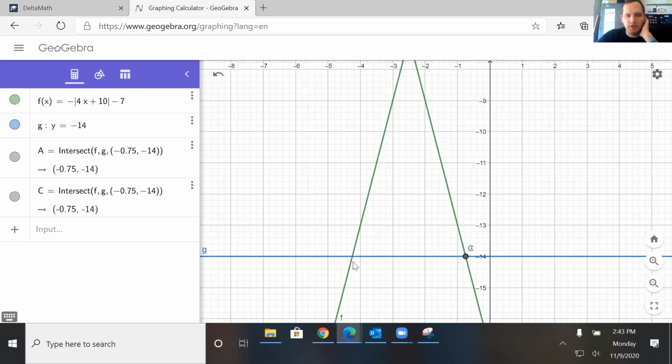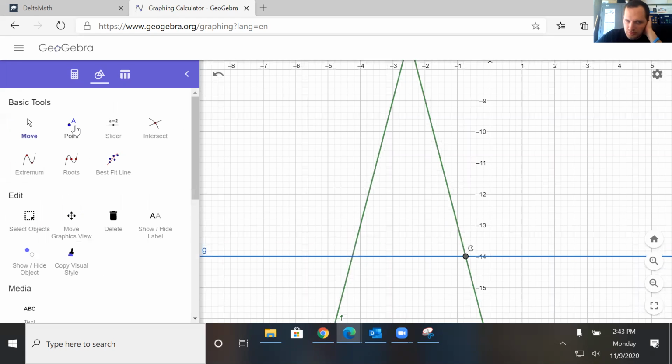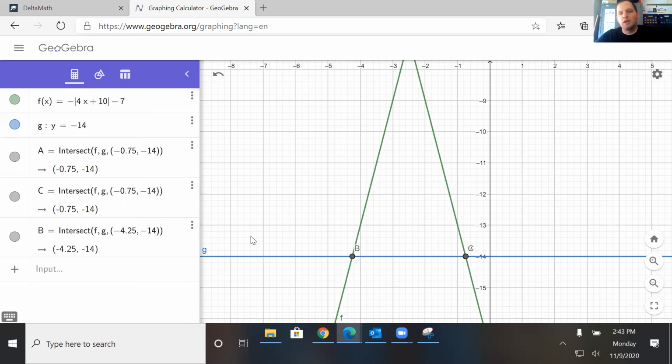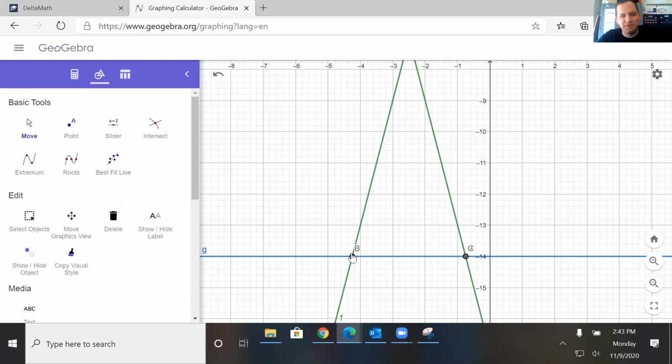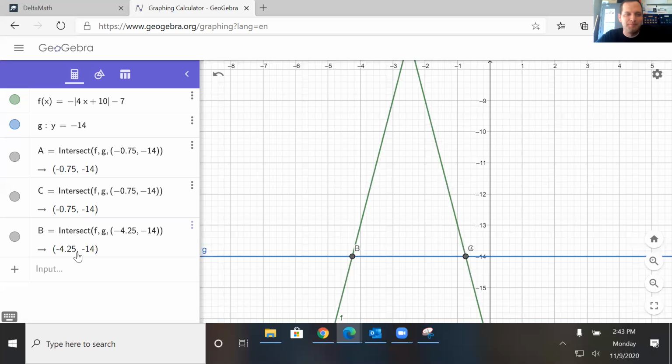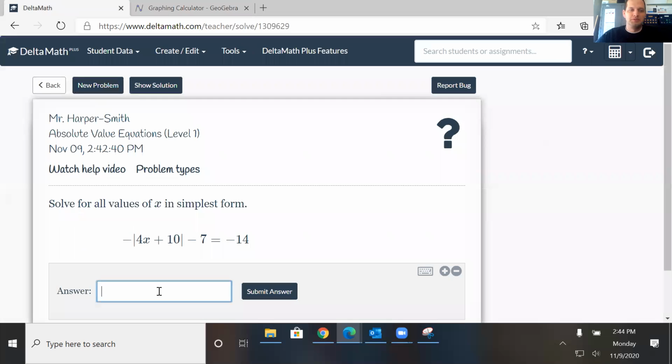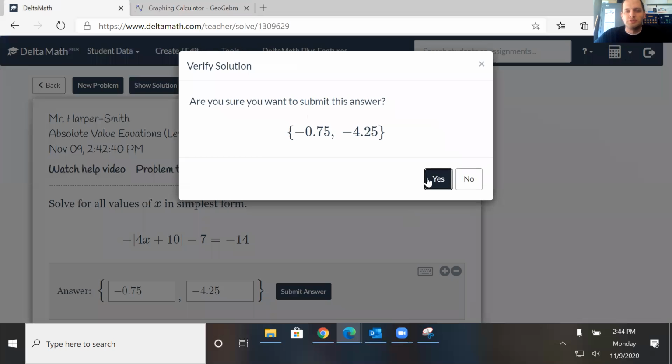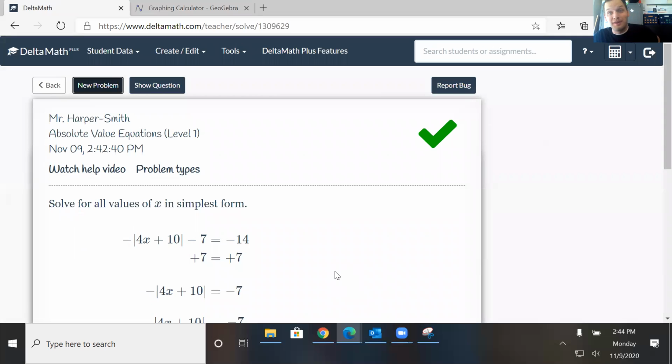So we want to put another dot on there. Guys, in order to do a point, all I'm doing is going to the shapes, clicking point, and clicking roughly where that intersection is. Okay. It's saying negative 0.75 is C, and B is negative 4.25. All right, that's easy. Negative 0.75 and negative 4.25. There you go. Those are the two X values where they intersect.